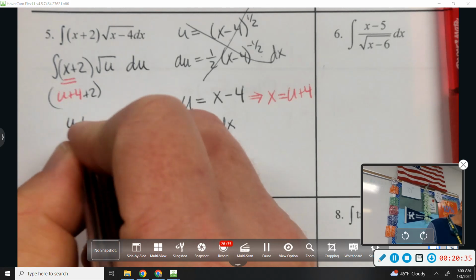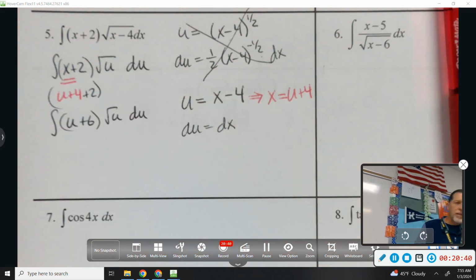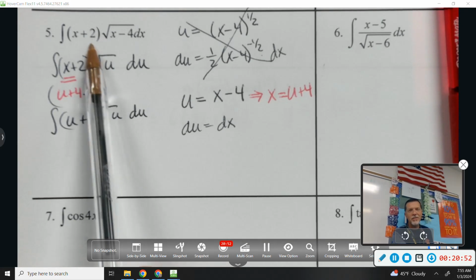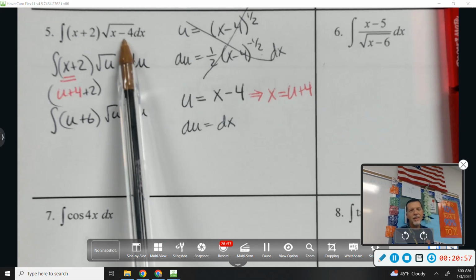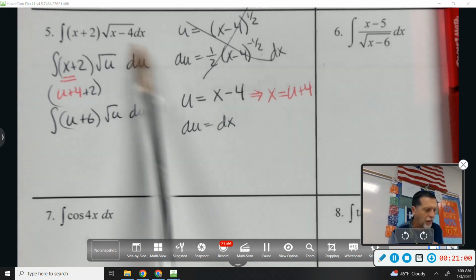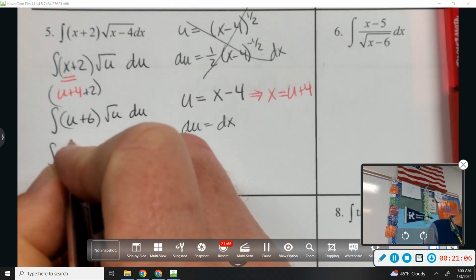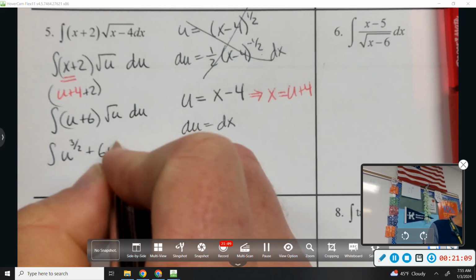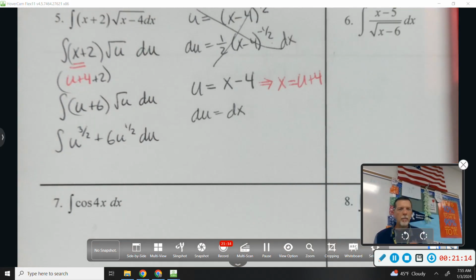So this now is u plus 6 times the square root of u du. Well, that's not great, but at least it's all in terms of u. And even though it looks pretty similar to what we started with, you're like, well, did that really improve anything? I can distribute the square root of u now. So I guess I could have up here, but it wouldn't really help anything. So let's distribute that square root of u, and I'm going to switch to powers rather than roots here so that I can integrate. So that's u to the 3/2 plus 6u to the 1/2.